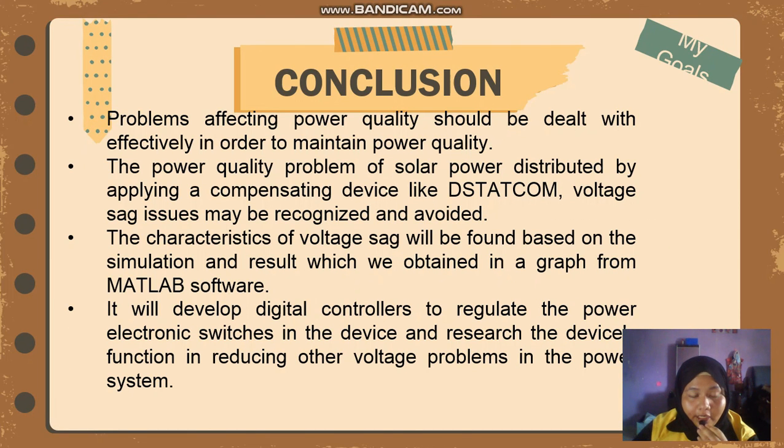For conclusion, problems affecting power quality should be dealt with effectively in order to maintain power quality. For the power quality problems of solar power distribution, by applying a compensating device like the STATCOM, voltage issues may be recognized and avoided. The characteristic of the voltage is found based on the simulation and results which we obtained in a graph from the MATLAB software.